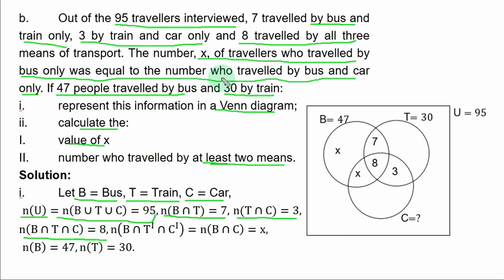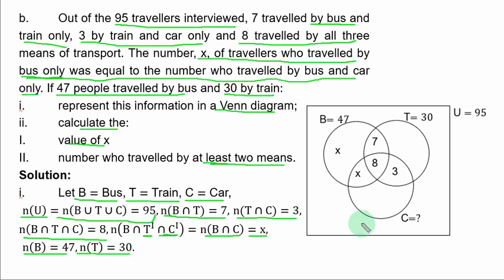Now, the number S of those who traveled by bus only. The word only means there is no connection with train and car, just bus only. That means B intersection T complement intersection C complement, and it is equal to those that traveled by bus and car. That number is S. The number of those that traveled by bus is 47, and by train is 30. In the Venn diagram, there is an intersection of the three subsets too. They have a meeting point.